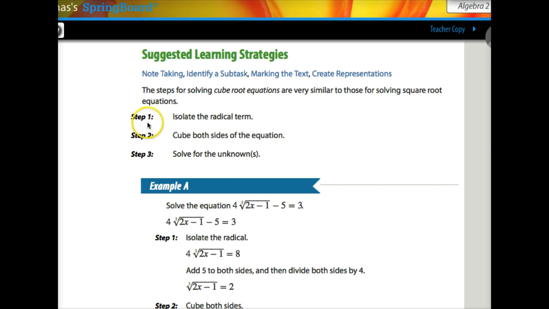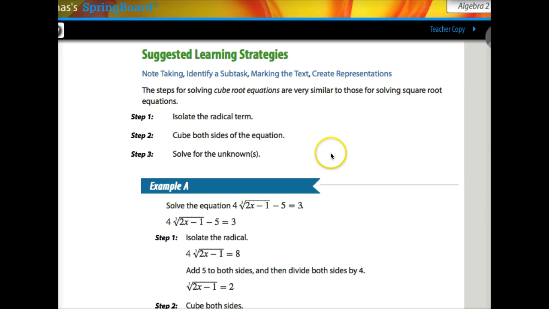So step 1, isolate the radical term. This is the exact same step 1 as with square root equations. Step 2, cube both sides of the equation. So the only difference between step 2 is before we were squaring and now we're going to cube. Again, it's vitally important that you pay attention to what type of radical equation you are solving, because if you square both sides when you're supposed to cube them, obviously you're not going to get the right answer. Once you've cubed both sides of the equation, then you'll take what remains and you will solve for the unknown. In most cases, that will be x.